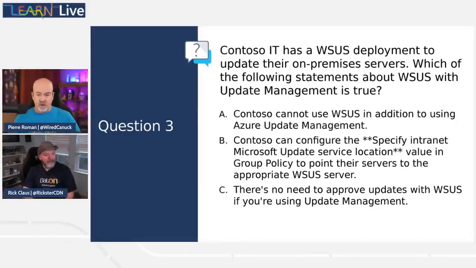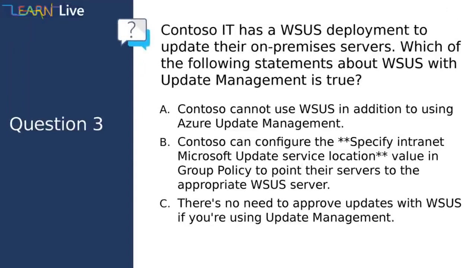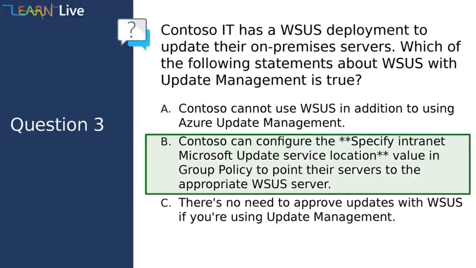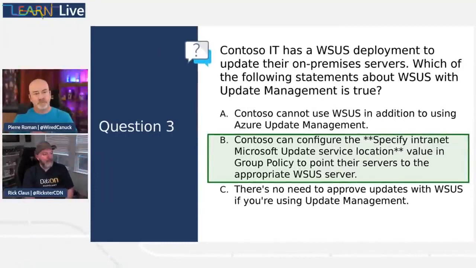You got it. So, in this case, what do you think? Do you want to go, or you want me to go? I'm thinking it's B, but I believe you are correct, my friend. You can use it to specify intranet Microsoft Update service location values and point them to their appropriate internal WSUS server if it's required.